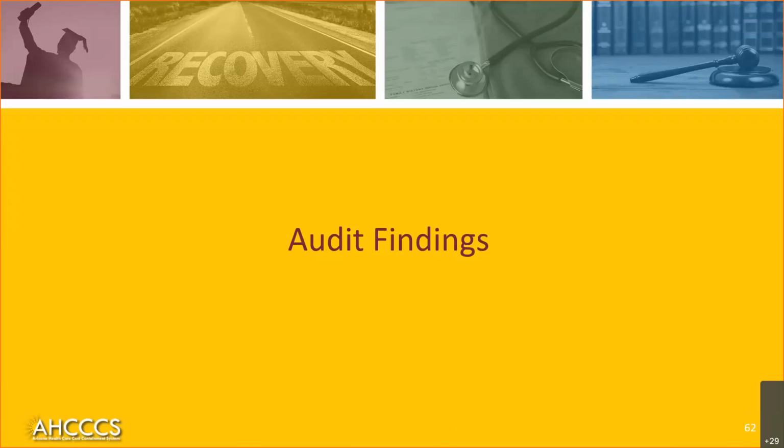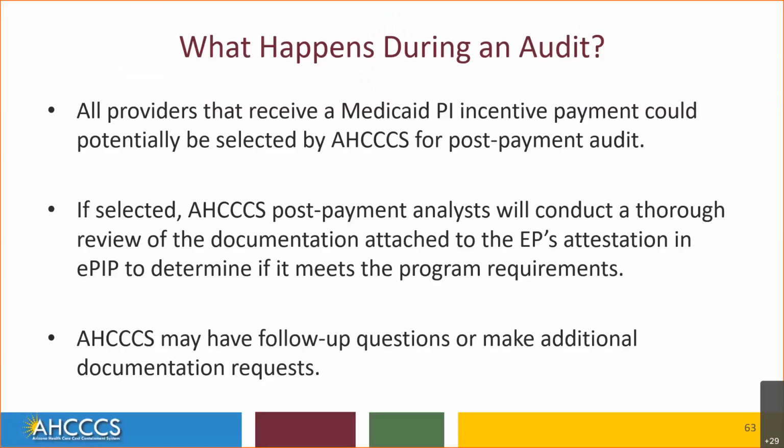So let's discuss just some audit findings. So what happens during an audit? All providers that receive a Medicaid PI incentive payment could potentially be selected by Access for post-payment audit. If selected, Access post-payment analysts will conduct a thorough review of the documentation attached to the EP's attestation and EPIP to determine if it meets the program requirements. Access may have follow-up questions or make additional documentation requests.